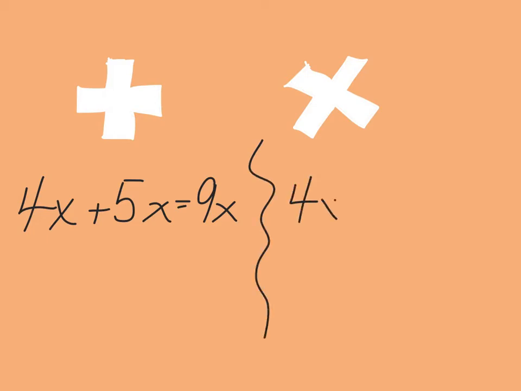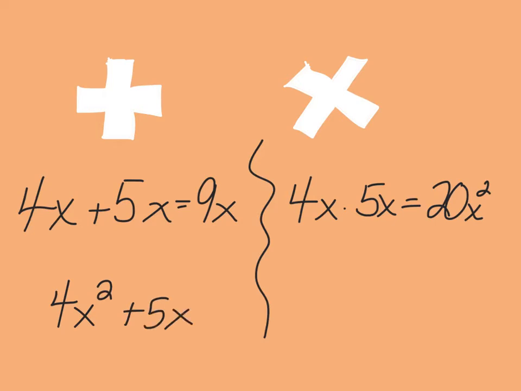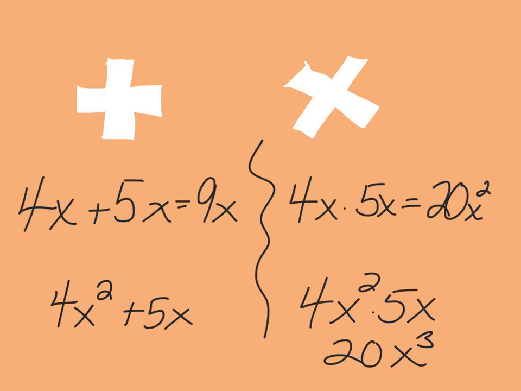Whereas if you were doing 4x times 5x, here you multiply the coefficients as well as the variables. So that means you would keep your base and add your exponents. So your variables will change with multiplication. So if you had 4x squared plus 5x, those cannot be combined by addition. But 4x squared times 5x, that can. That would be 20x to the third. So if you keep these two concepts straight in your mind as you do polynomial multiplication, you'll be just fine.